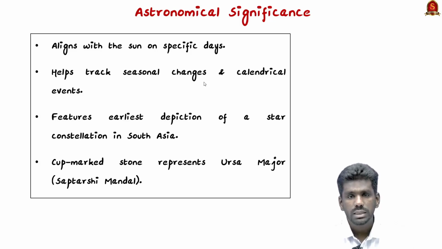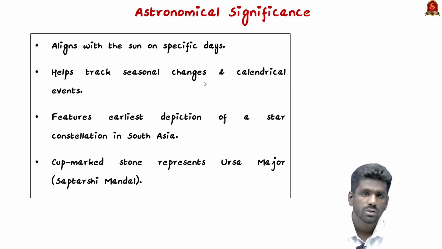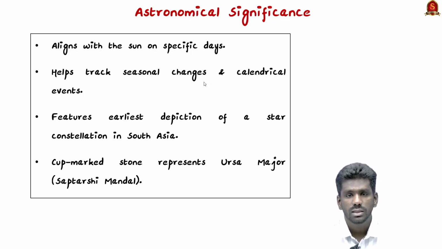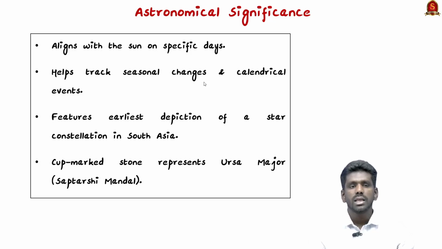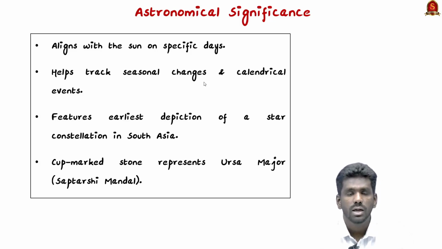So the astronomical significance lies in the precise alignment of the stones. There are over 3000 stones which are arranged with small gaps between them, and this arrangement of stones is a surprise. These stones appear to align perfectly with the sun on specific days. So it has helped the ancient community to track important calendar events. This advanced understanding of the sun's movement indicates a well-developed mathematics and astronomy in the ancient period.